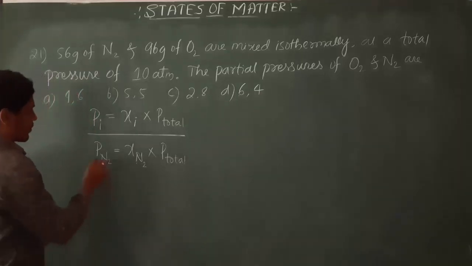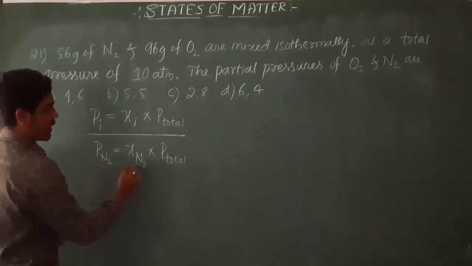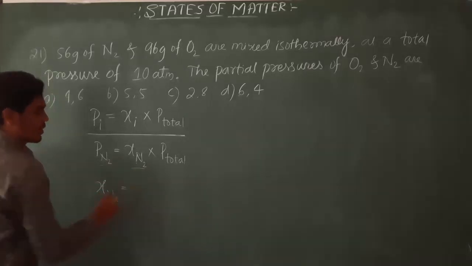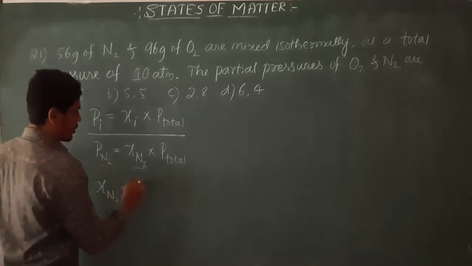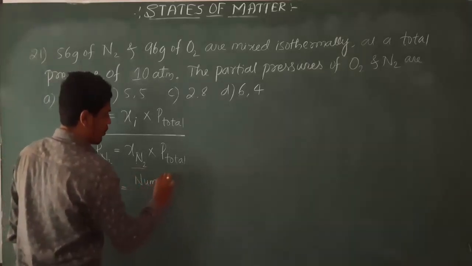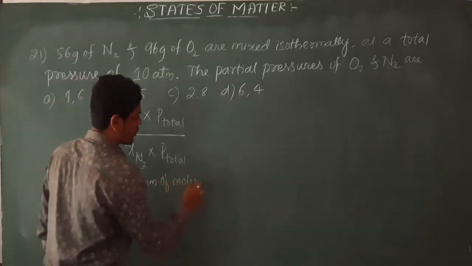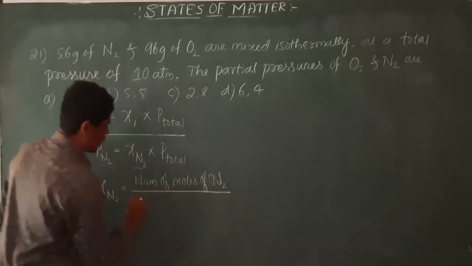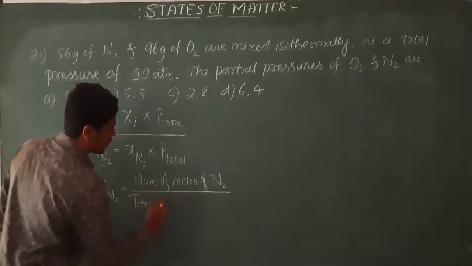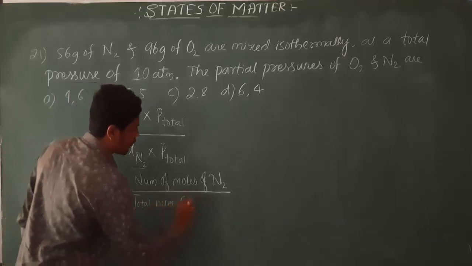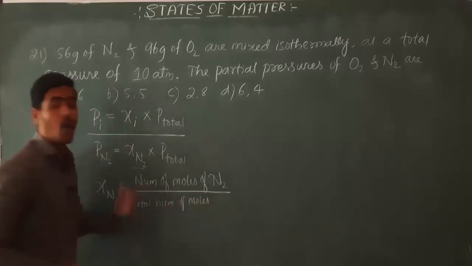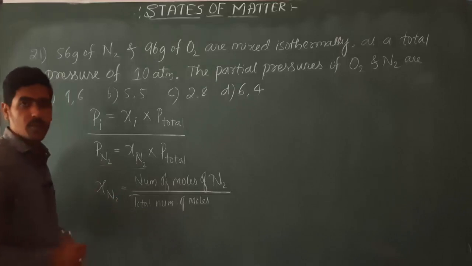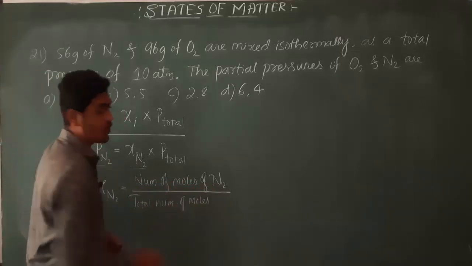Okay. So now Pn2. Before finding that, you need to find the mole fraction of N2. How do you find the mole fraction of N2? That is equal to the number of moles of the component nitrogen divided by the total number of moles of all the components, that is nitrogen and oxygen. So in order to find this mole fraction, you need to find the number of moles of nitrogen.